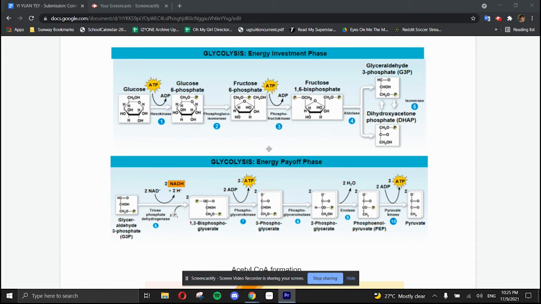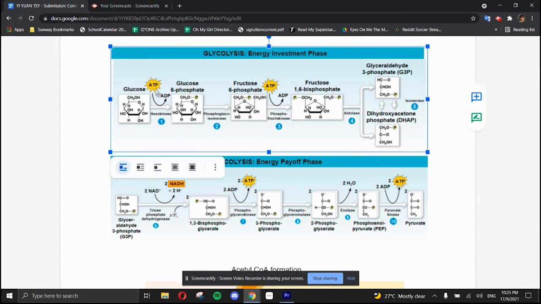There are two major phases in glycolysis, the energy investment phase and the energy payoff phase. And note that at the start, glucose is a 6-carbon compound. In the energy investment phase, the first step is characterized by the conversion of glucose into glucose 6-phosphate with the investment of 1 ATP, which becomes an ADP after going through dephosphorylation.